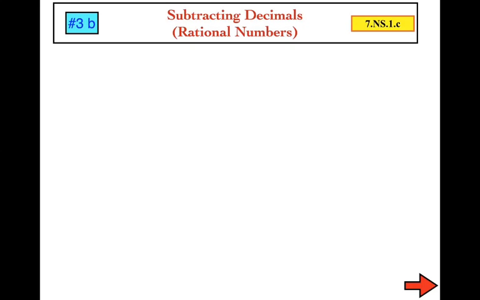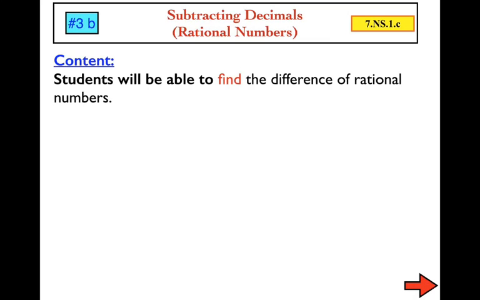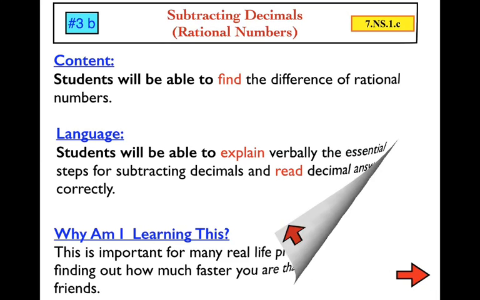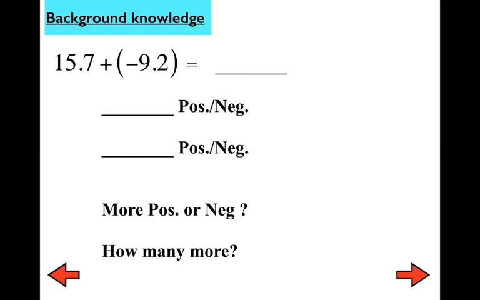Today's flipped lesson is for lesson 3B, subtracting decimals or subtracting rational numbers. We're going to be utilizing the same strategies that we did earlier in the year with integers. So, a little background knowledge.